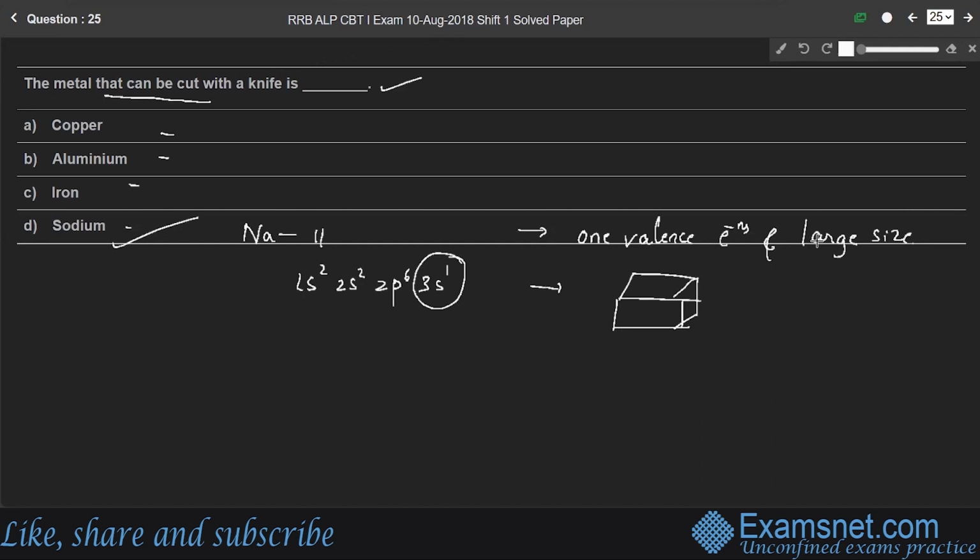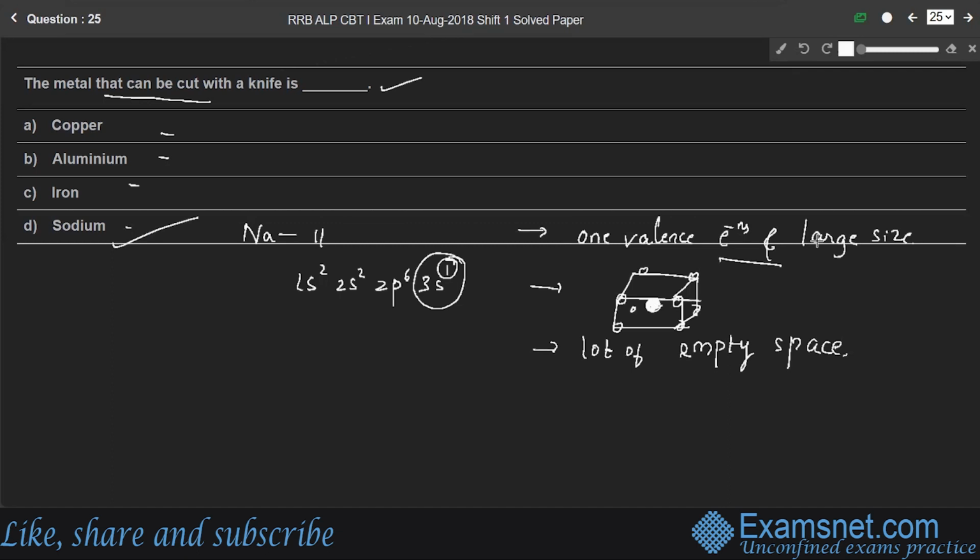So here body-centered cubic structure means, the unit cell consists of 8 sodium atoms. So one cell consists of 8 sodium atoms. So 5, 6, 7, and 8 atoms, right? And one atom at the center of the cube. So this outermost electron will be at the center of the cube, right? Due to this structure, lot of empty space is present in the unit cell. Therefore, and also one valence electron in the outermost shell and large in size.